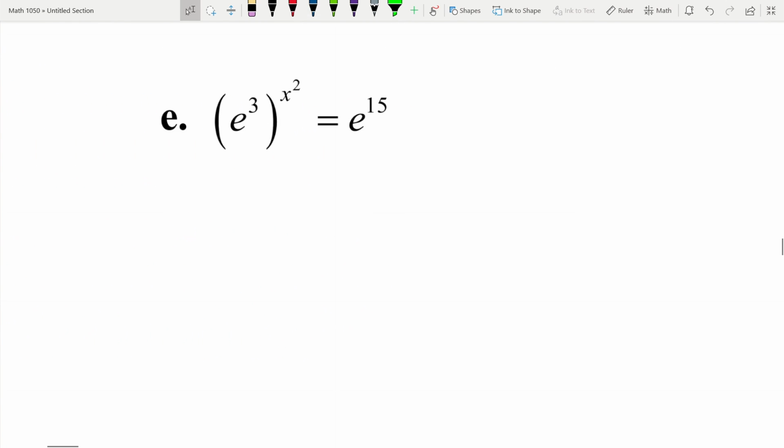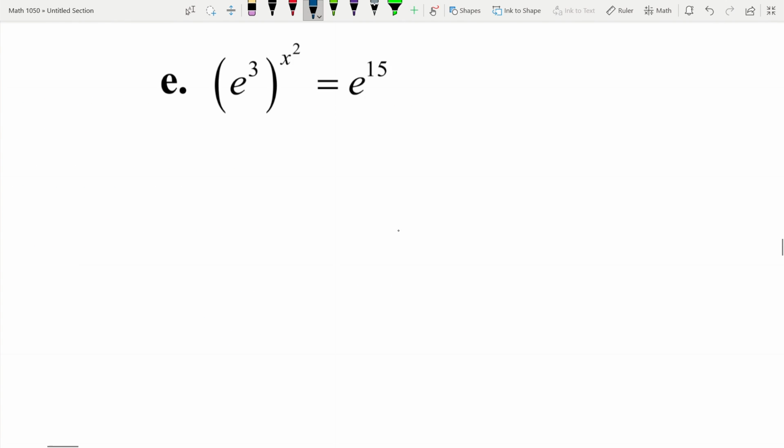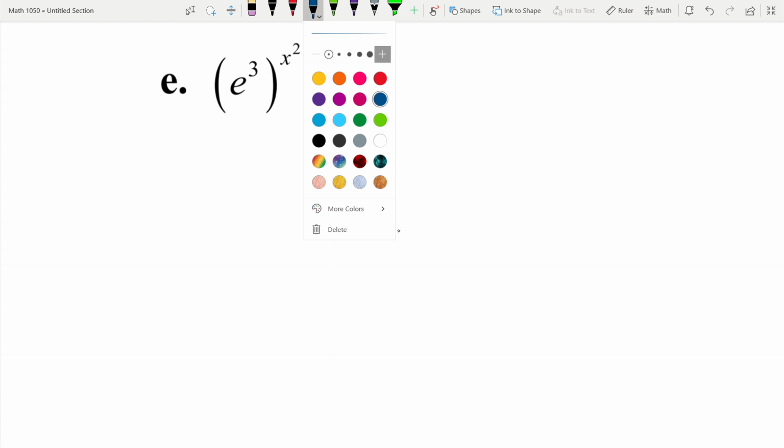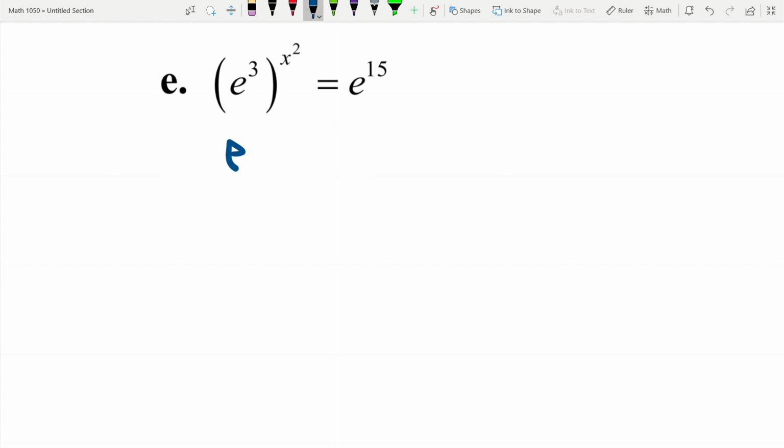Okay, here's question E. And it has a lot of E's in it. Okay, power to a power, multiply. 3 times x to the second is 3x to the second. This guy has e to the 15th. Now I know 3x to the second must be equal to 15.